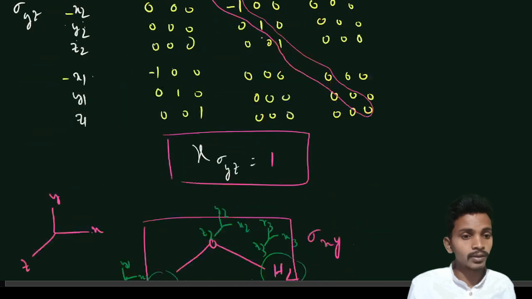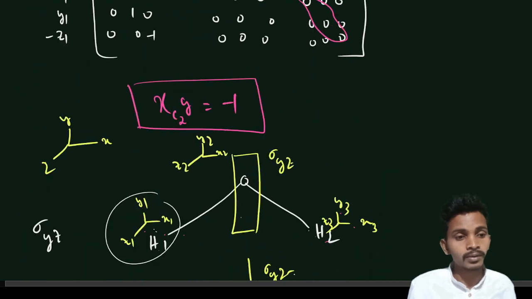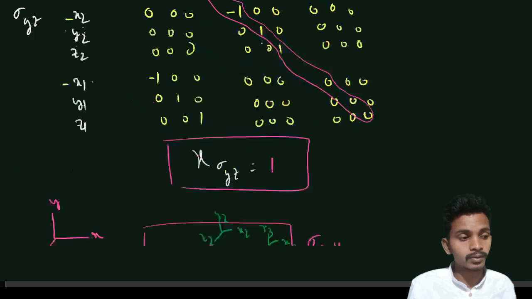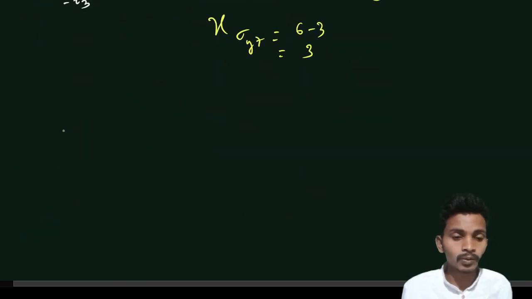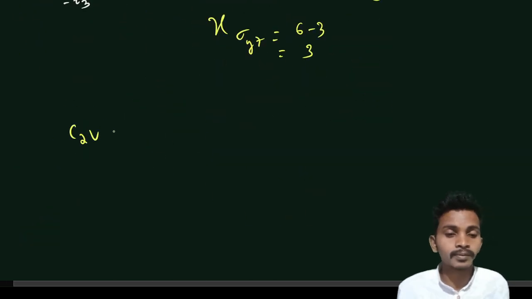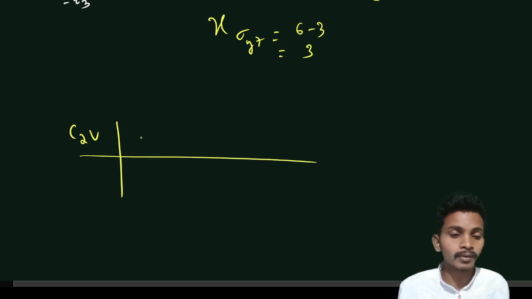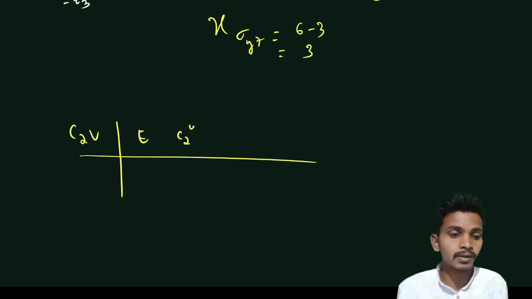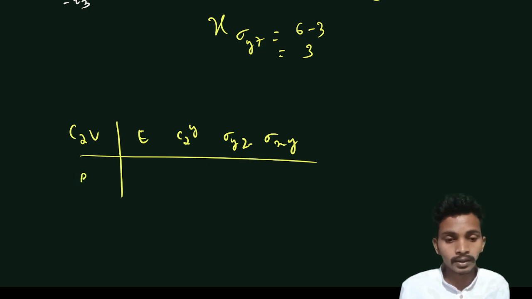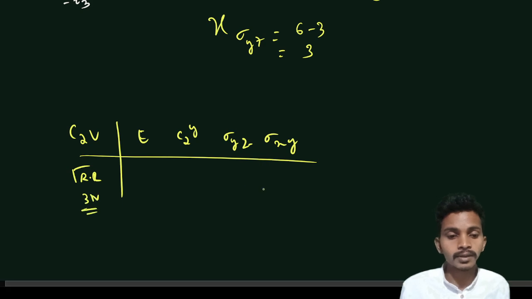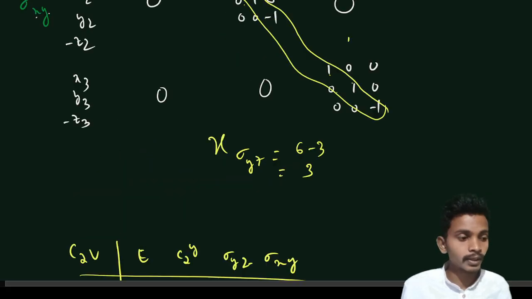Okay, so if you take the summation of C2v, then one is E, C2, sigma yz, and sigma xy. So you get the reducible representation for the 3n coordinate system. What is the value for E? How much do we get?